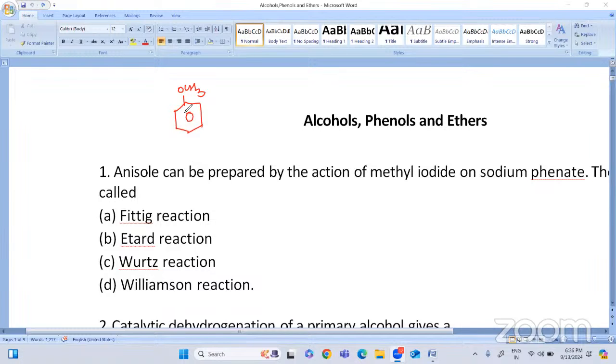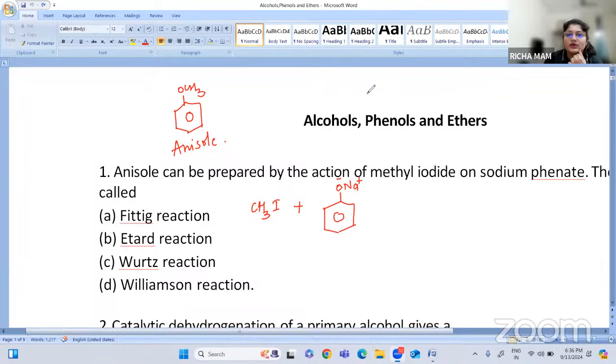This is a compound which has to be prepared, a benzene ring with a methoxy group, which is called anisole. So how can this compound be prepared? By the action of methyl iodide. Let us write methyl iodide plus sodium phenate. What is sodium phenate? It is ONa, a sodium salt, which you also call sodium phenoxide.